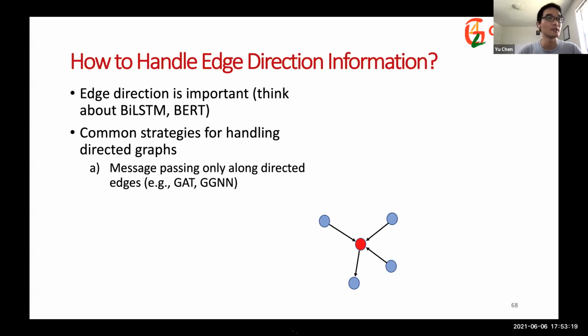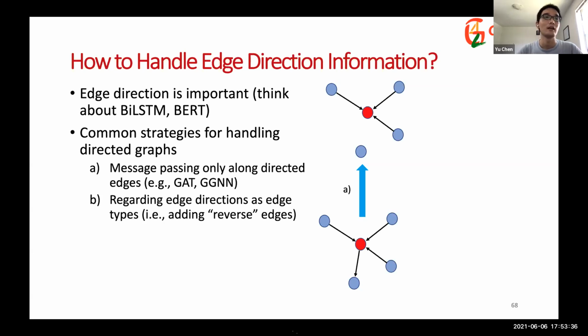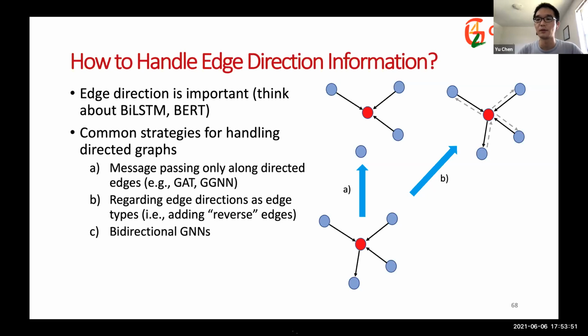one, we just simply do message passing only along the directed edges. Then we can apply GNNs like GAT and GGNN, for example, to do that. That's the simplest approach, but that will still lead to edge information loss. Another way is we can regard edge directions as edge types, which we will detail more in the next slide. And the third approach we want to introduce here is to apply bidirectional GNNs, which can naturally handle directed graphs quite well.